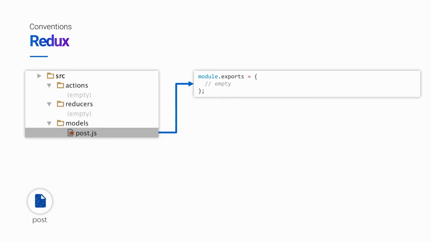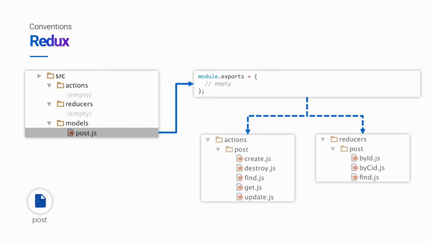Next, through conventions, the framework then converts this empty file into an implicit set of actions and reducers that support standard lifecycle operations. This implicit functionality is derived by extending a set of files that Lore calls blueprints that are able to duplicate the repeated patterns and behaviors you frequently see within actions and reducers.